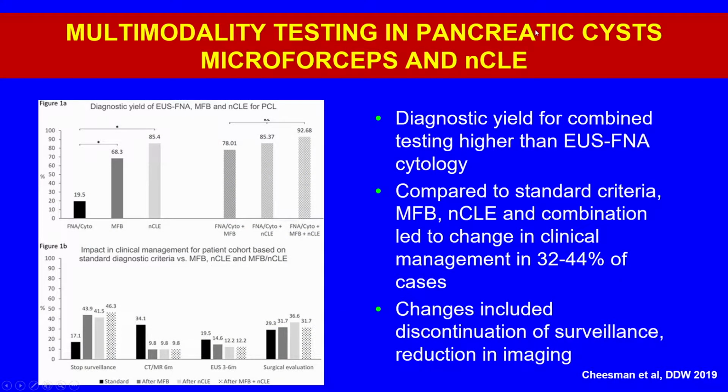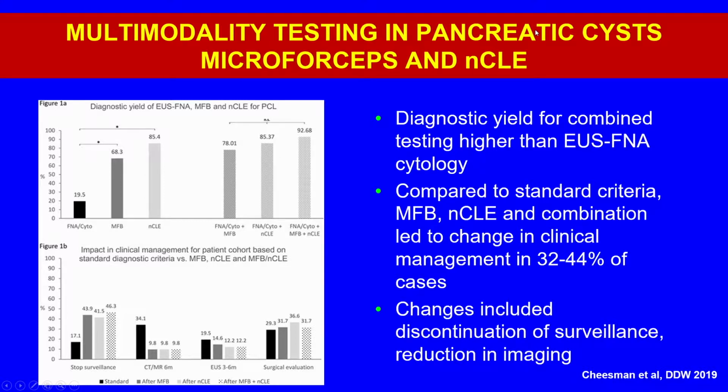What the investigators showed us was that the diagnostic yield for combined testing was higher than EUS FNA cytology alone. Not surprising to many of us who do EUS, but what this study really showed was when you used this combination approach, or what we call a multimodality approach for evaluating pancreatic cysts, you can change the clinical management in up to 40% of patients.